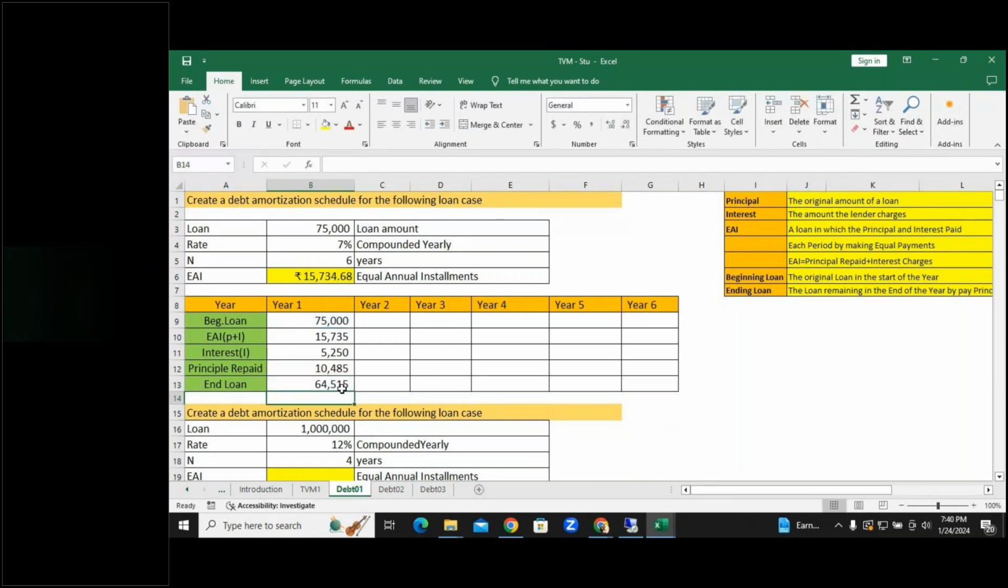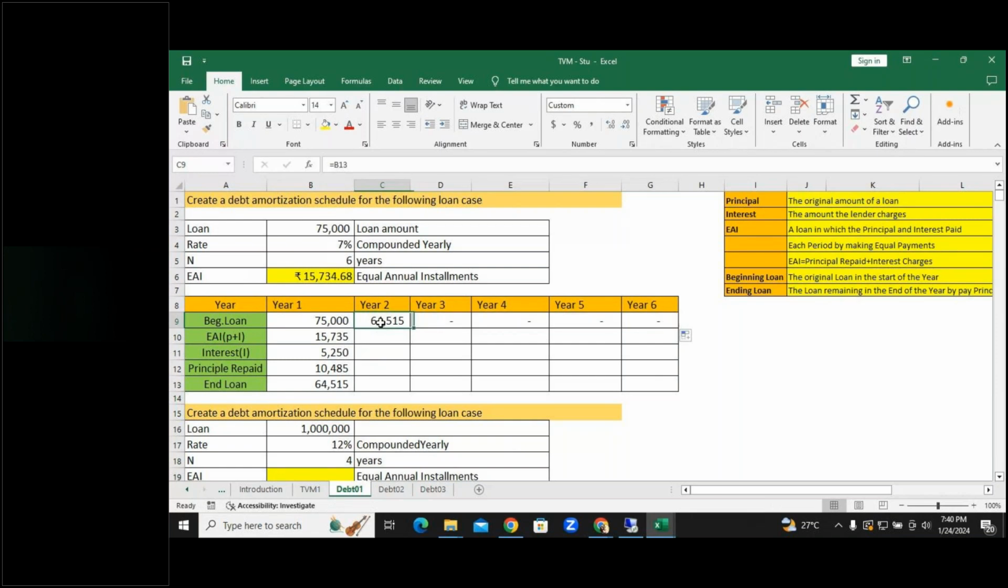So now whatever value has been calculated as the end loan will become the loan for the beginning of the next year. So I'll select this, enter. Now I'll click here and drag it towards my right. I'll do the fill handle.